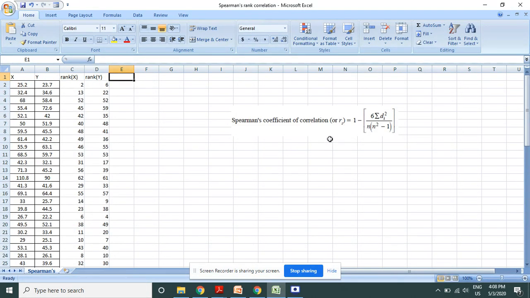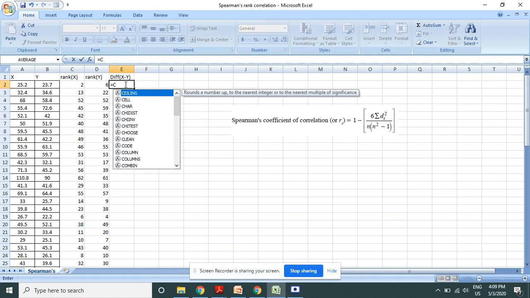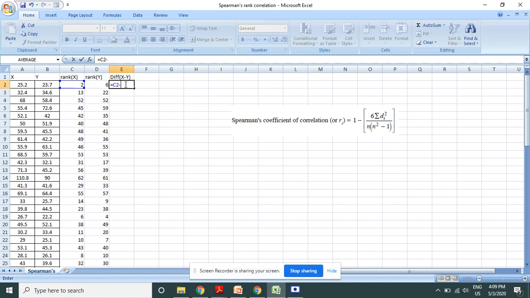Now, this is the formula for Spearman's coefficient of correlation. So we have to find the difference in the ranks. So the difference between x and y, we can find out like this one, and it can be extended.